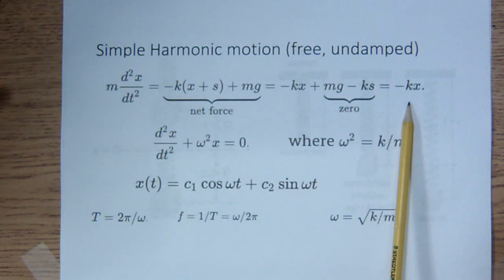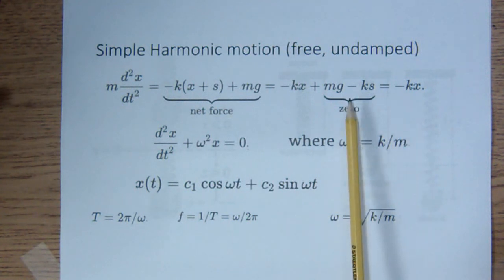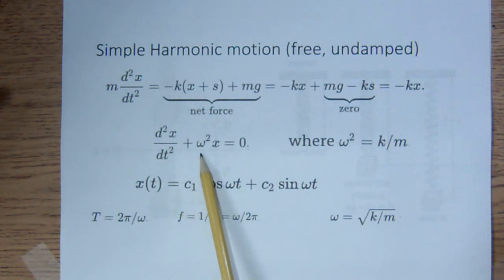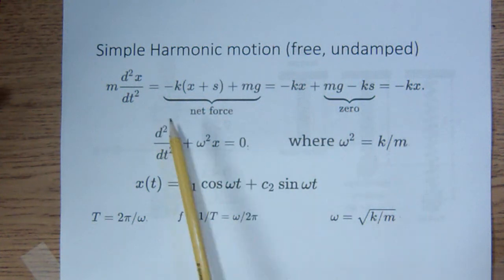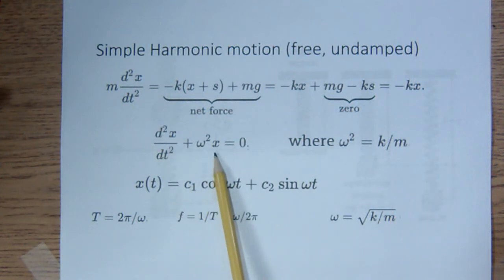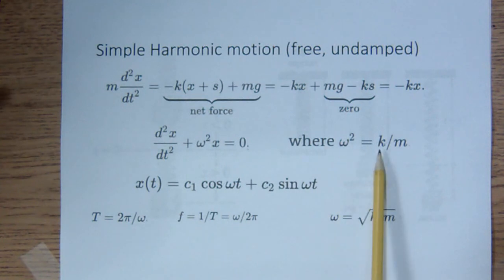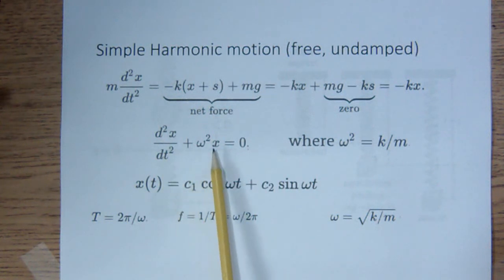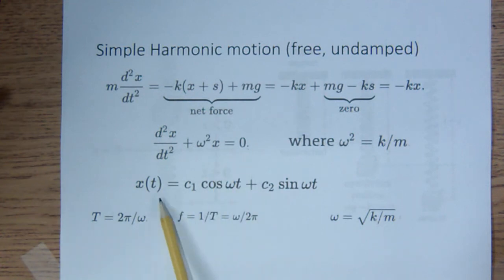Now, this part was equal to 0, so that means that we really have ma is equal to minus kx. And so the second derivative with respect to t of x is going to be a positive constant times x because we move it to the other side, and so that's going to be omega squared x, and omega squared is equal to k over m. And so we have a very familiar differential equation here. This is d squared plus omega squared operating on a function x is equal to 0.